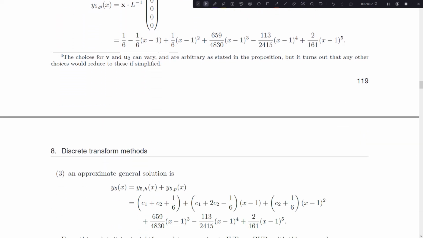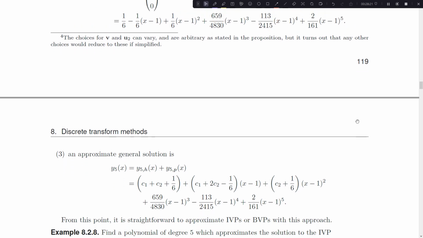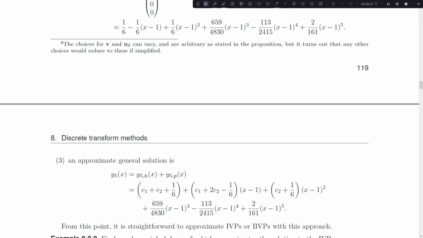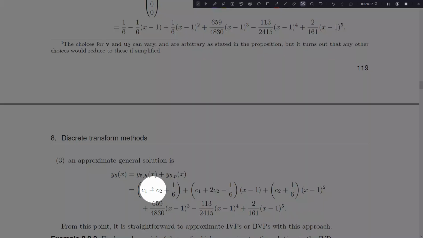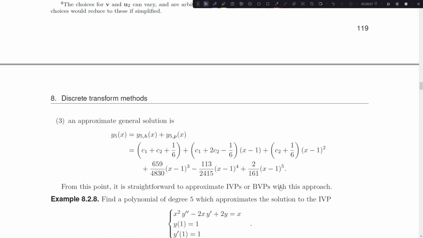But what we get then below is we add them together, and we have ourselves an approximate general solution. There's a c1 and a c2 on the first three terms there, and then the bottom terms are only part of the particular solution. And from this point, since we have two free parameters, it's straightforward that we can approximate IVPs or BVPs. Because we have two free parameters, we should be able to approximate any IVP or any BVP. And so let's look at that.